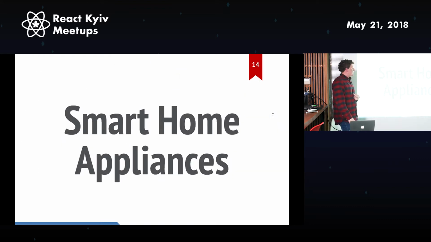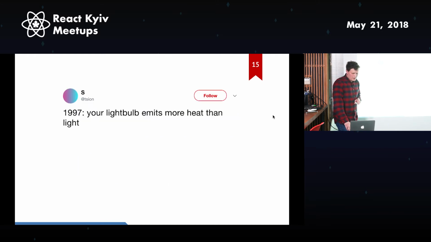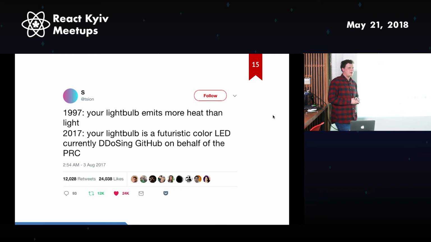OK, so the next part is the smart home appliances, and I'll actually talk about Xiaomi smart home. I believe this is the most popular smart home kit on the market nowadays. First, we'll need to define what a smart device is. You have lamps, you have different devices, but they're not smart. What's the difference? I actually like this tweet, because it says, OK, in 1997, your light bulb emitted more heat than light, but in 2017, your light bulb is so cool that it can even DDoS GitHub without you even noticing it.